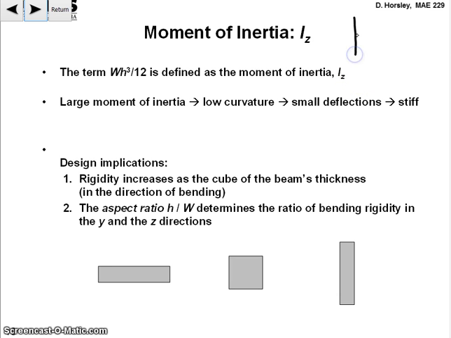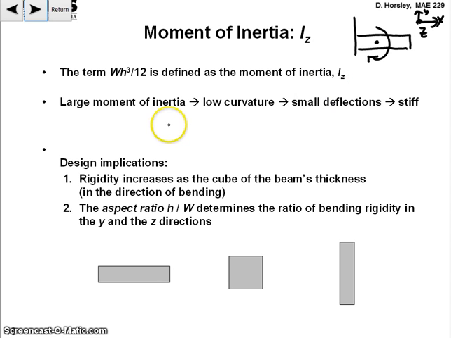So if you remember our beam, we've got X, Y, and here's Z. So we're talking about basically rotations about the z-axis, right? Because the z-axis is coming out of the page. And so as we bend this thing, we're really thinking about the rotation of the beam about the z-axis. And so Iz is WH cubed over 12.